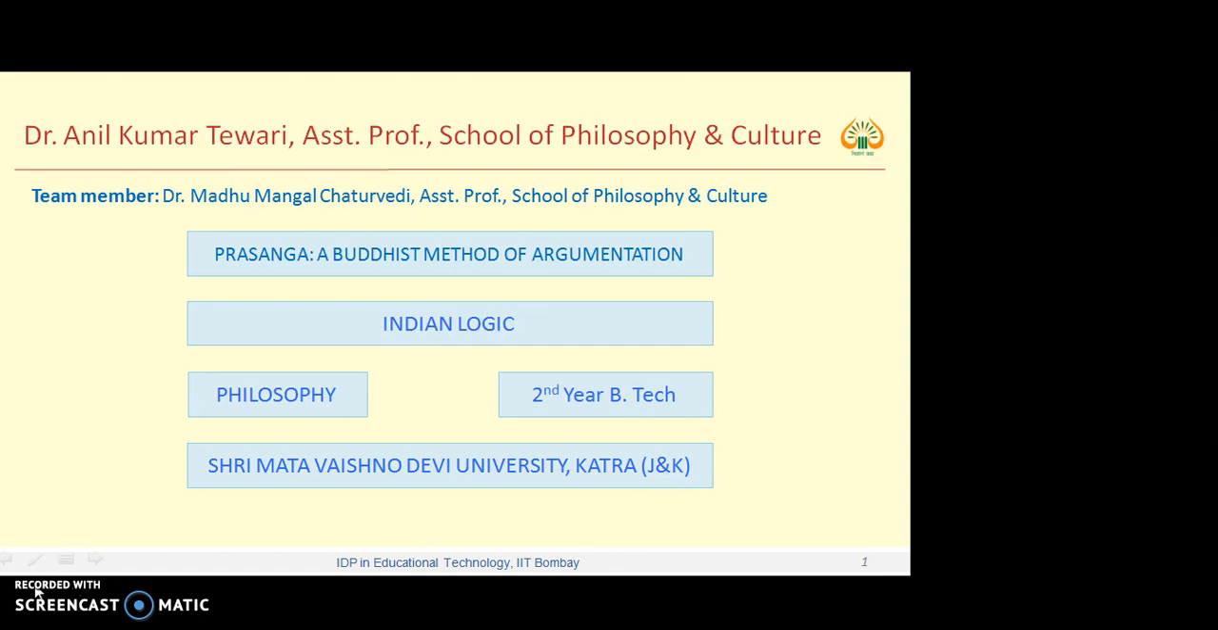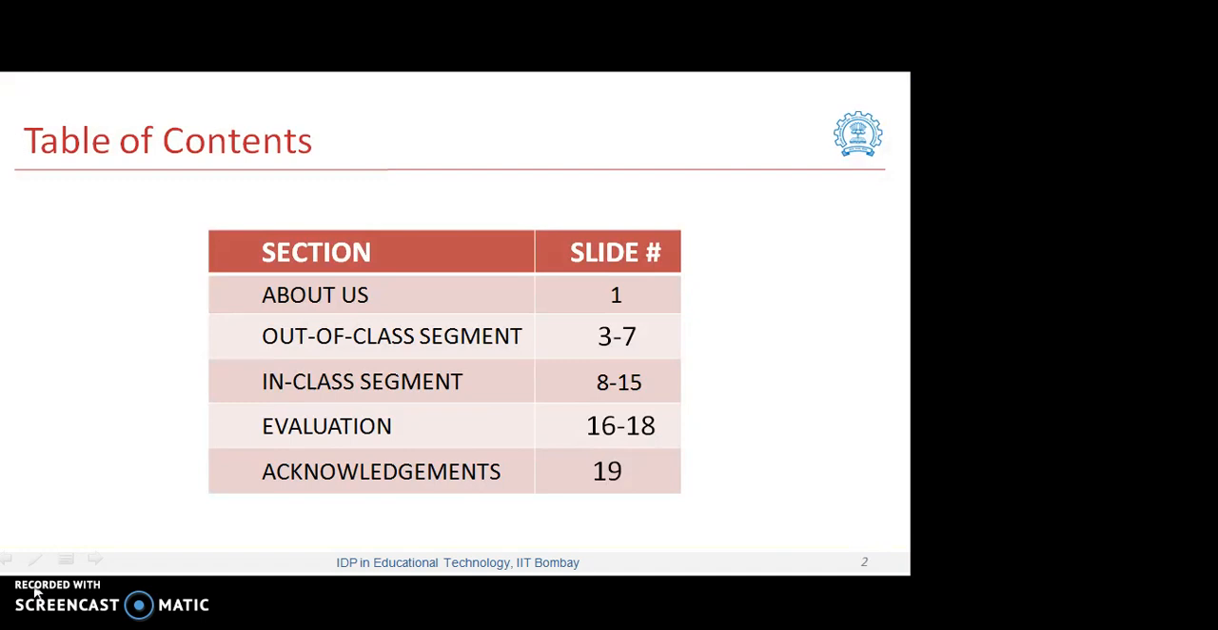of what is real. So, for this presentation, we have devoted slides 3 to 7 as outside of classroom activity, slides 8 to 12 as in-class activity, and slides 16 to 18 for evaluation purpose, and the last slide is meant for acknowledgement.